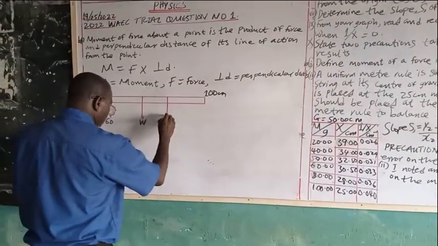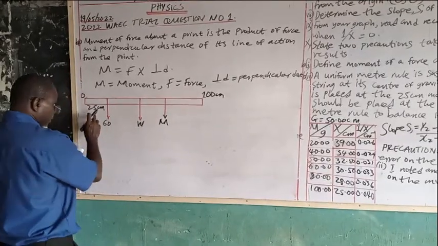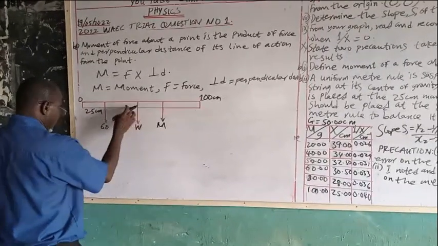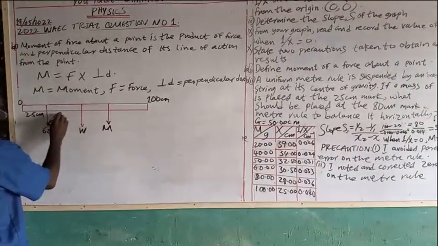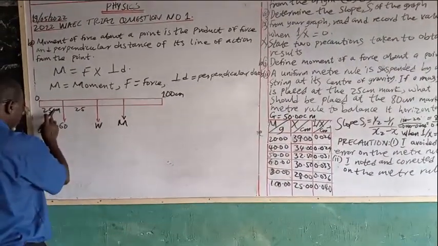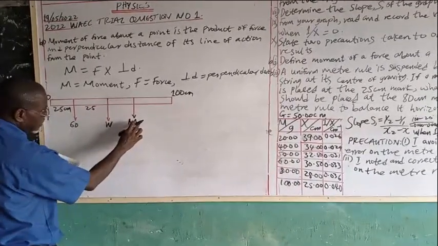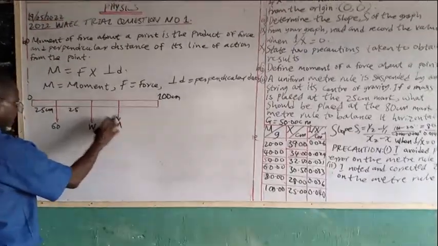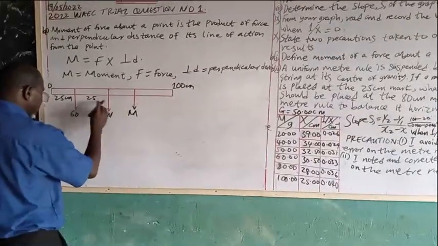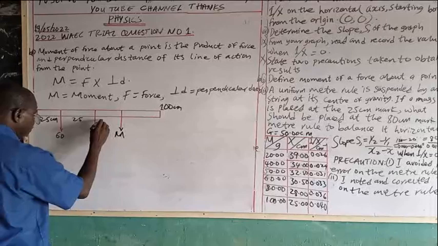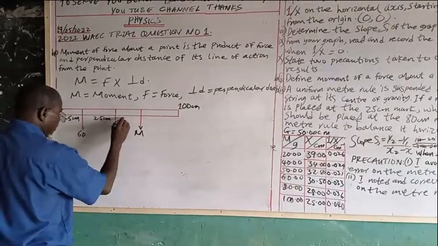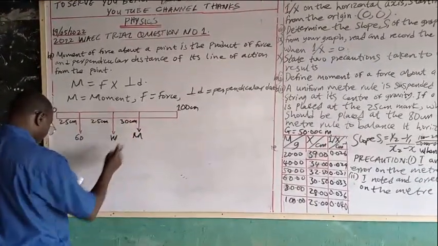This is the mass. Weight is in the center. Center of 100 centimeters is 50. If this is 25, this one will be 25. So 25 plus 25 will be 50. The mass we are looking for is at 80 centimeters. 80 minus 50, we have 30 centimeters from the center here.